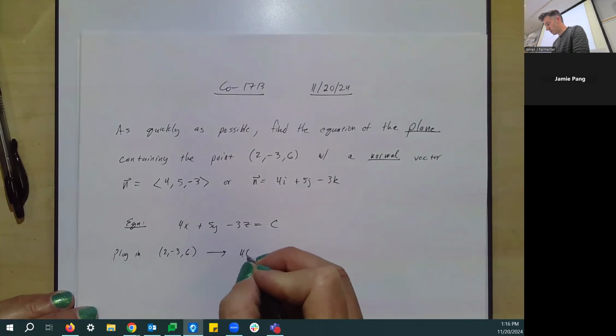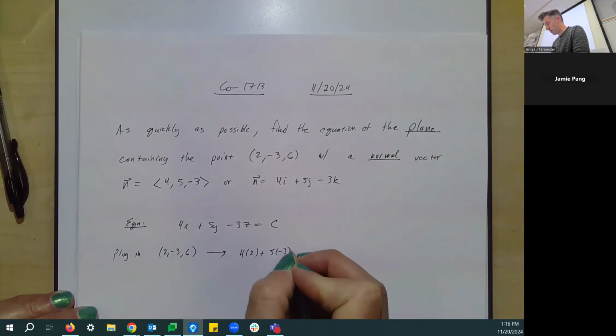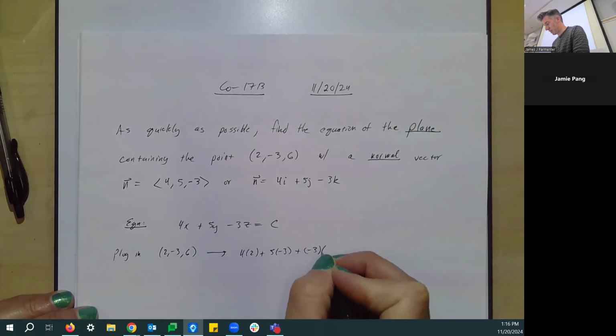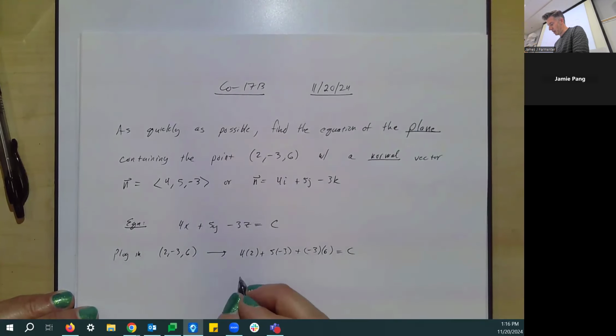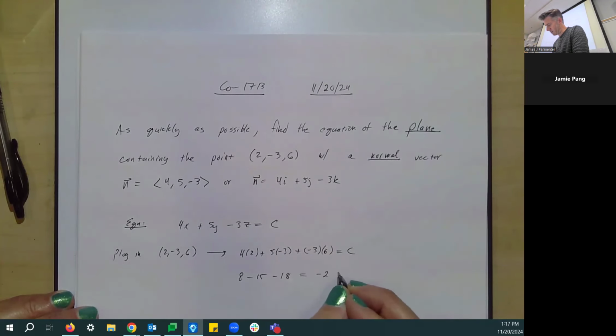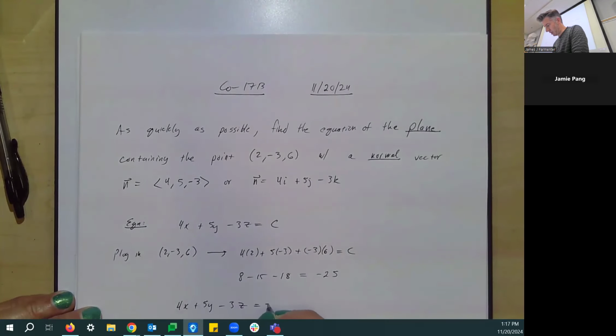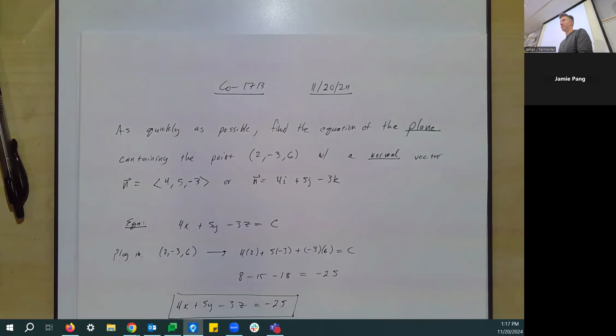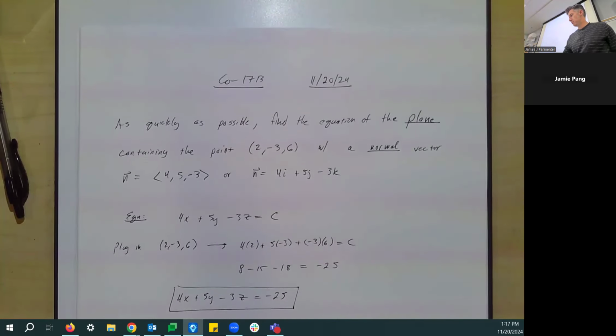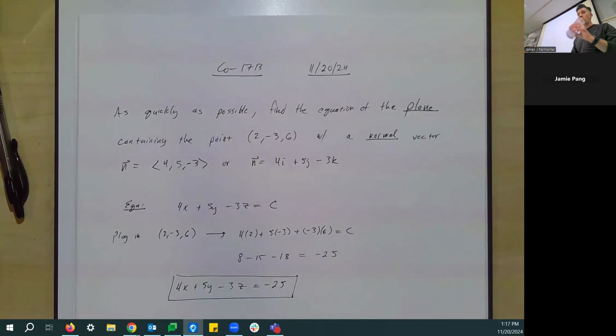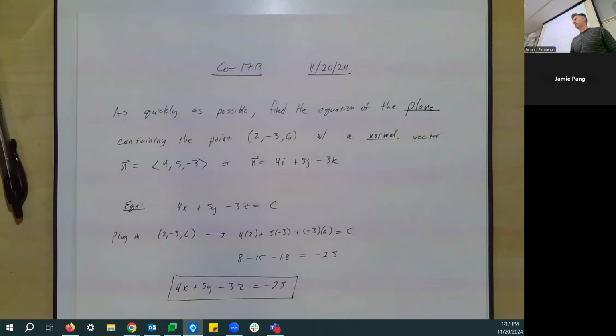We're going to get 4 times 2 plus 5 times -3 plus -3 times 6 equal to our constant. So that's 8 minus 15 minus 18, which is -25. So our equation is going to be 4x plus 5y minus 3z equals -25. That's it. There are other ways to do this, but this is the best way.